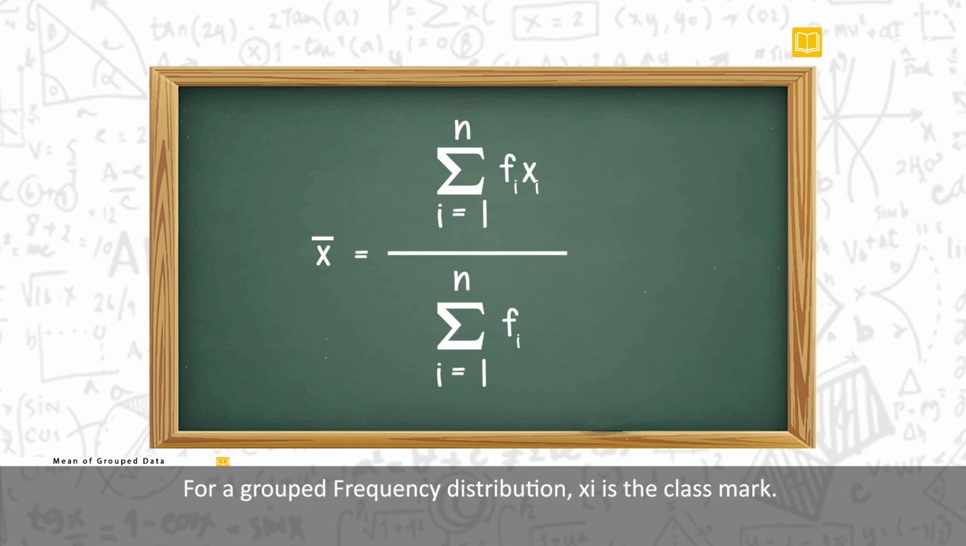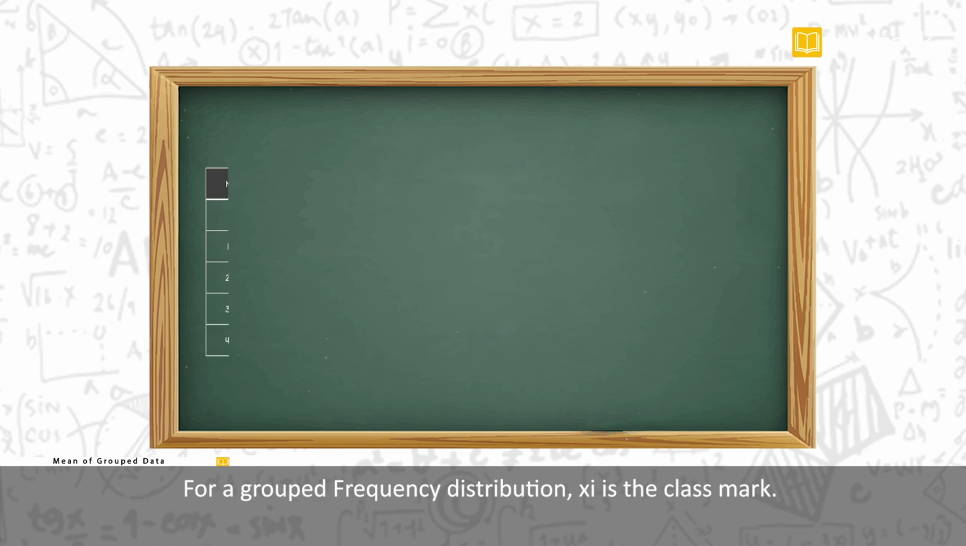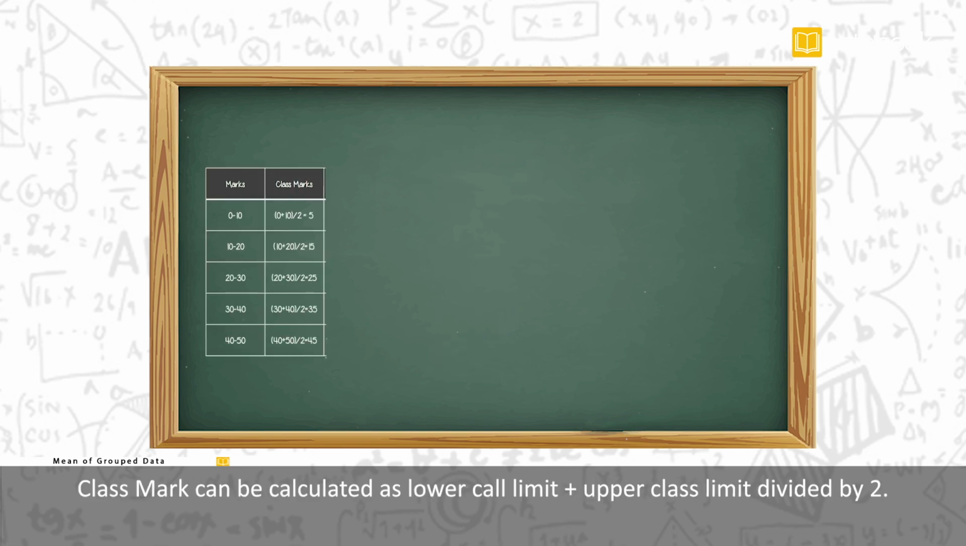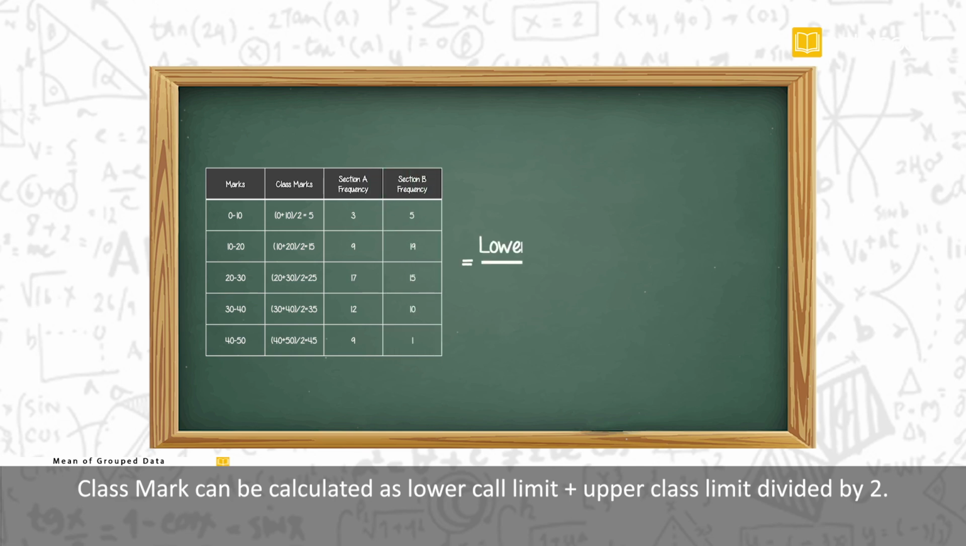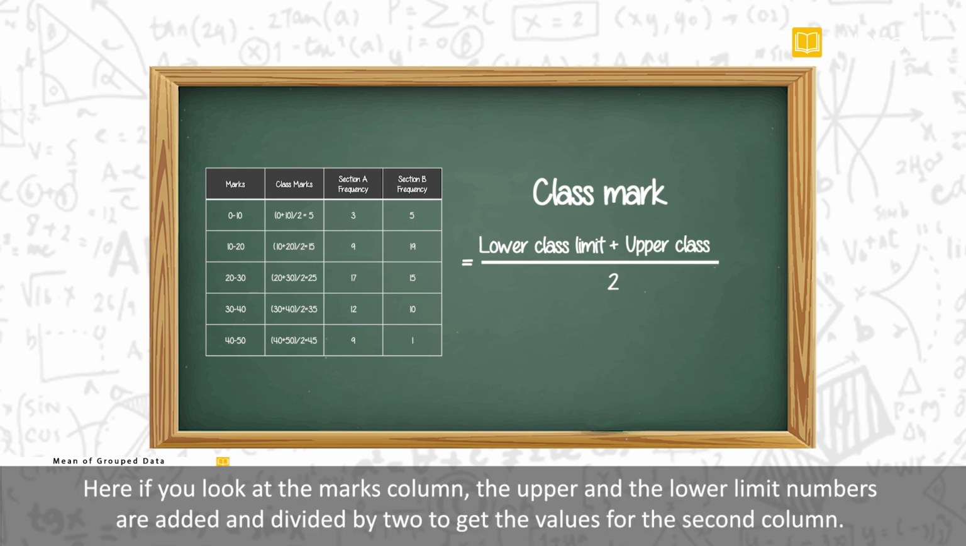For a grouped frequency distribution, xi is the class mark. Class mark can be calculated as lower class limit plus upper class limit divided by 2. Here, if you look at the marks column, the upper and the lower limit numbers are added and divided by 2 to get the values for the second column.